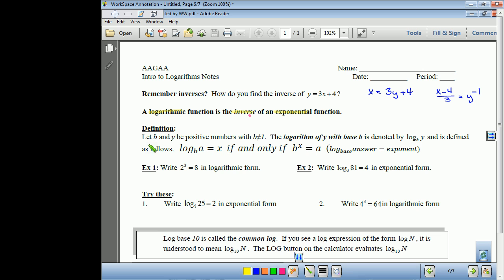So what we're going to talk about is basically the basis, what this is built around and how we define it. Let b and a be positive numbers, where b is not equal to 1. The log of a with a base b is a log base b of a.